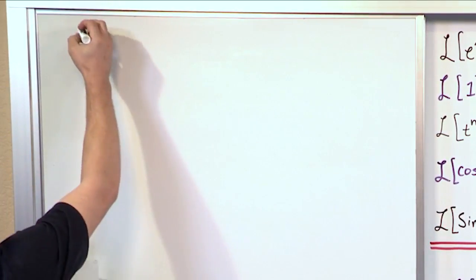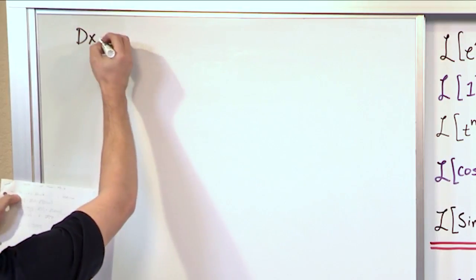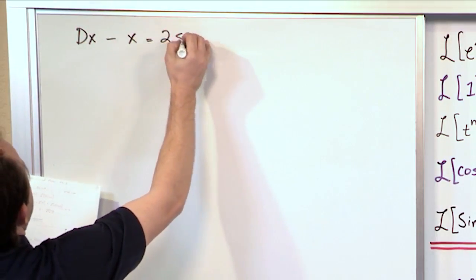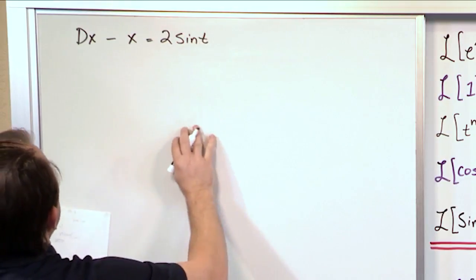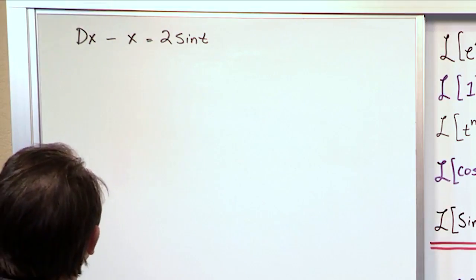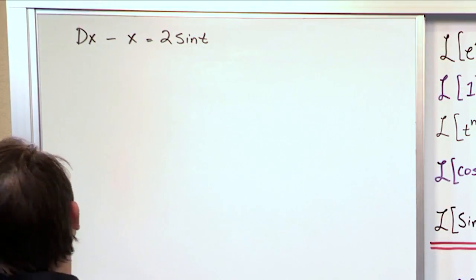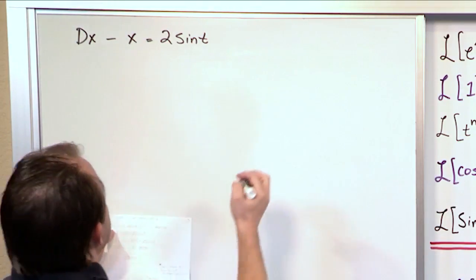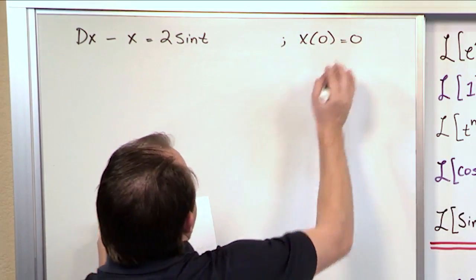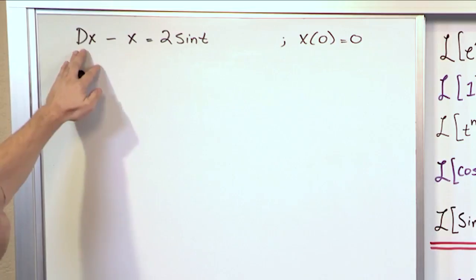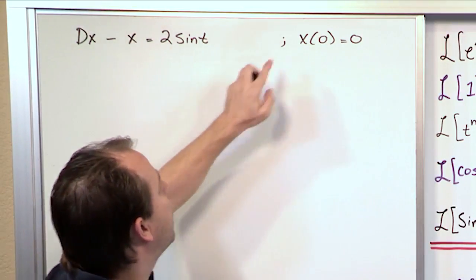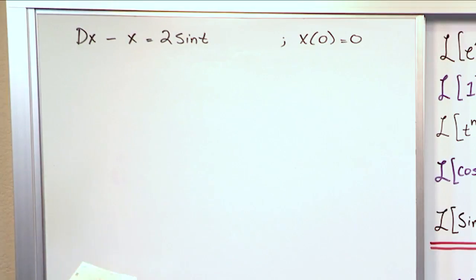Let's look at the differential equation. First derivative of the function x of t minus x of t is equal to 2 times the sine of t. So this is a much more realistic looking differential equation that you might see in a real differential equations course, and you have to solve that and so on. The initial condition is x at 0 is equal to 0. And notice that there's only a first derivative anywhere in this equation. That means there's only one initial condition required to solve it. So that's what's given to us.